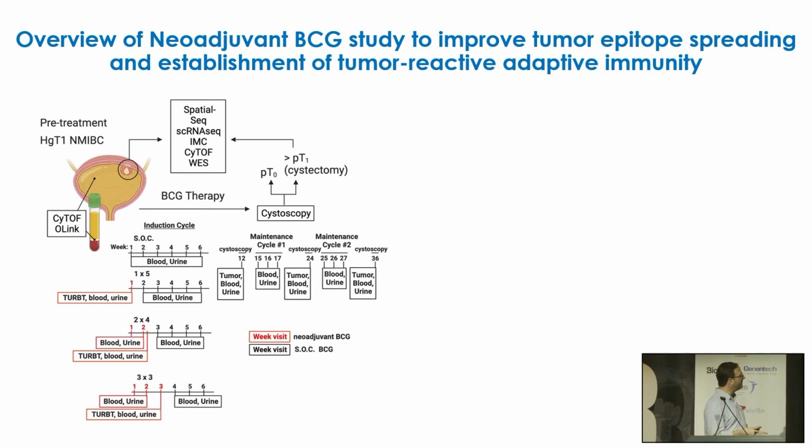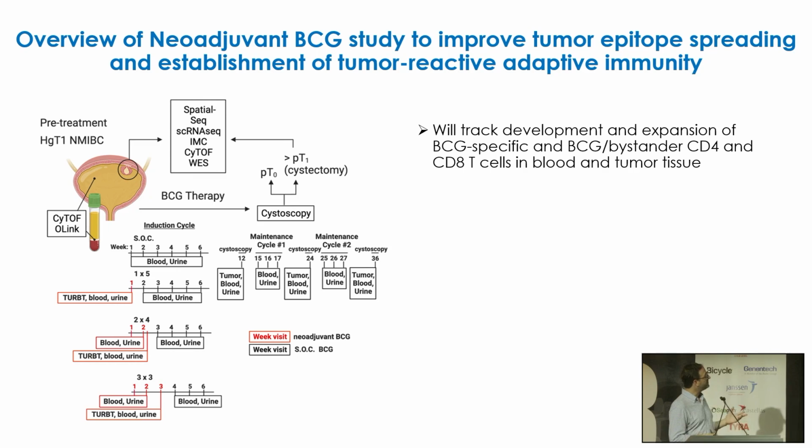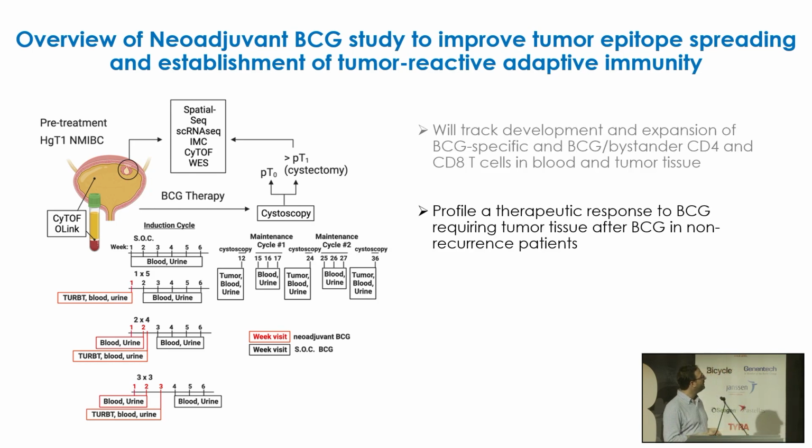And the idea here is that it'll allow us to track development and expansion of both BCG specific and BCG bystander CD4 and CD8 T cells in the blood and the tumor tissue. It'll allow us to profile a therapeutic response to BCG requiring tumor tissue after BCG in non-recurring patients. This is literally what took me and John 4 years to get our R01 on this topic. It was the single most repeated criticism: why aren't you measuring HLA-E on the tumors during treatment?